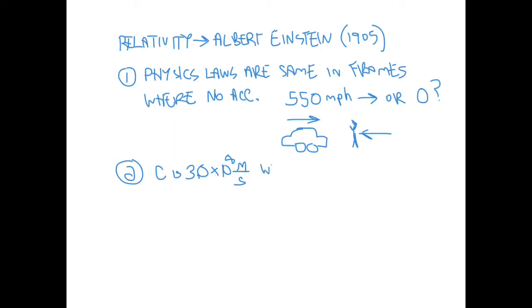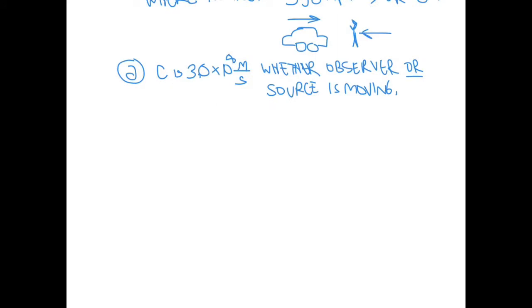The second principle is that light is 3 times 10 to the 8th meters per second. In other words, the speed of light is the same whether observer or source is moving. This one's a little trickier.